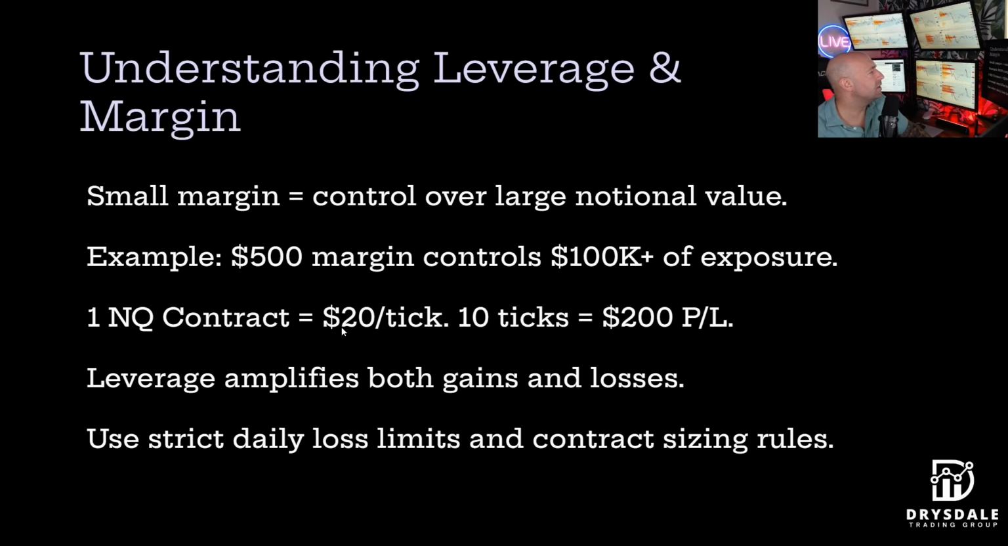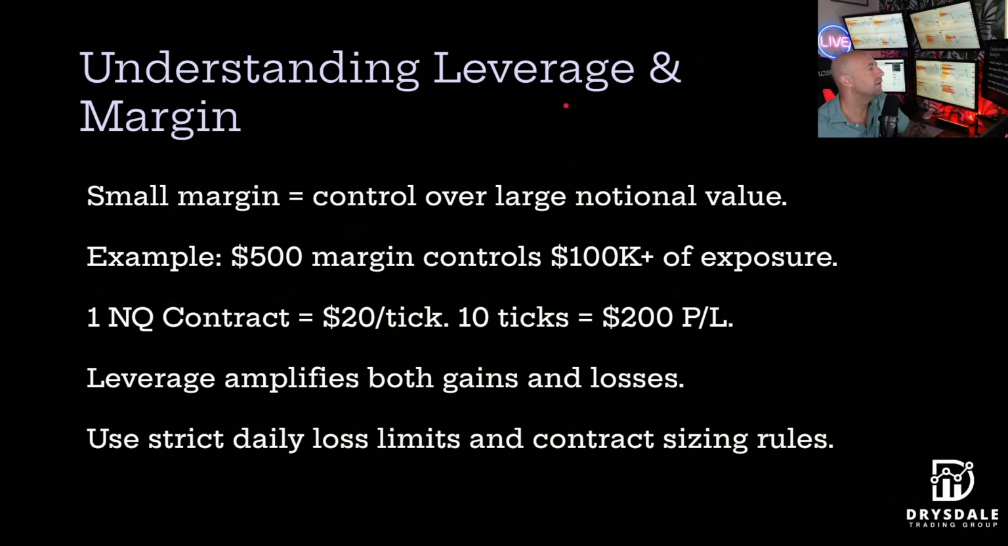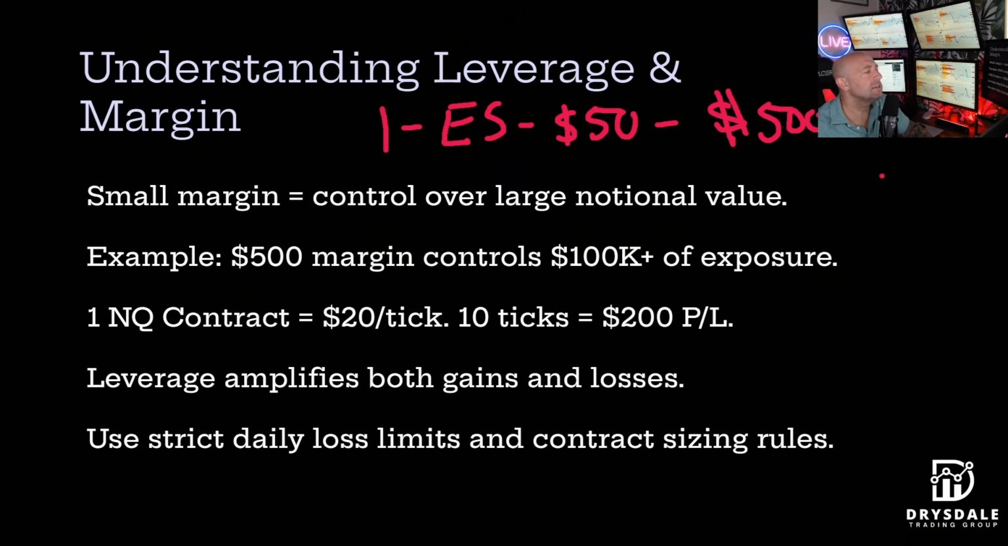So let's understand leverage a little bit. A small margin can control a very large notional value. What does that mean? In a cash account, you can trade one ES contract, which we said has a $50 per point profit or loss. You can control this position for just $500 in margin, which means you need $500 in your account to take this position plus some, because you need some wiggle room. Because once you drop below $500 in your account, they'll liquidate you.